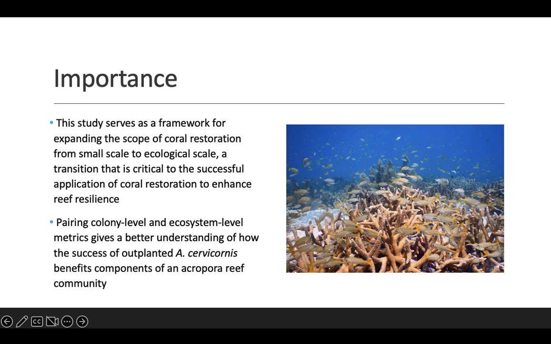As a whole, my study is serving as a framework to shift coral restoration from a small scale to an ecological scale so that we can better understand the reef resilience of the ecosystem. By pairing these colony level metrics with ecosystem level metrics, we can gain a better idea of how the success of these corals that we're outplanting is impacting other components of the entire reef ecosystem.